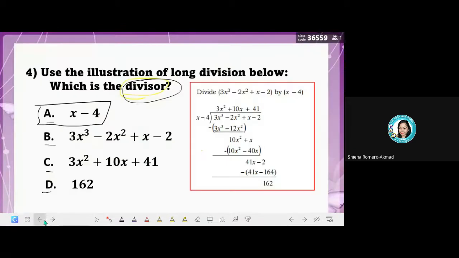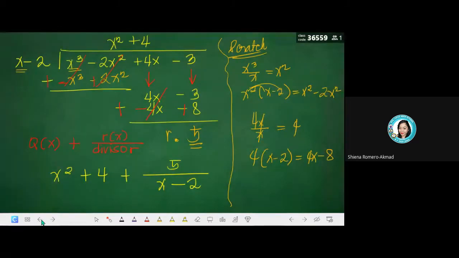So let us have another example ito. So tingnan natin kung magkakaroon talaga tayo ng 5 na remainder.